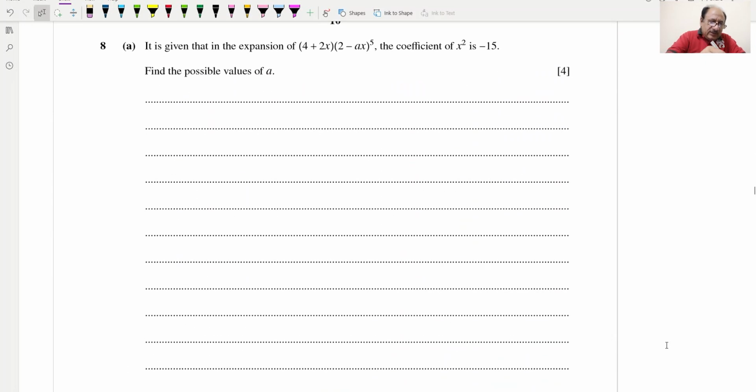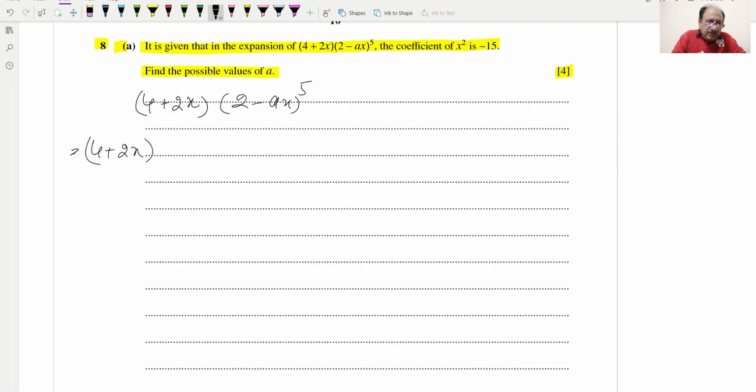Question number 8 says, part a. It is given that in the expansion of this one, the coefficient of x squared is minus 15. Find the possible values of a, and this is a 4-mark question. So the given expression is this one, (2 minus ax) raised to the power 5. Now this one as it is, we can write 4 plus 2x, because no need to expand this.